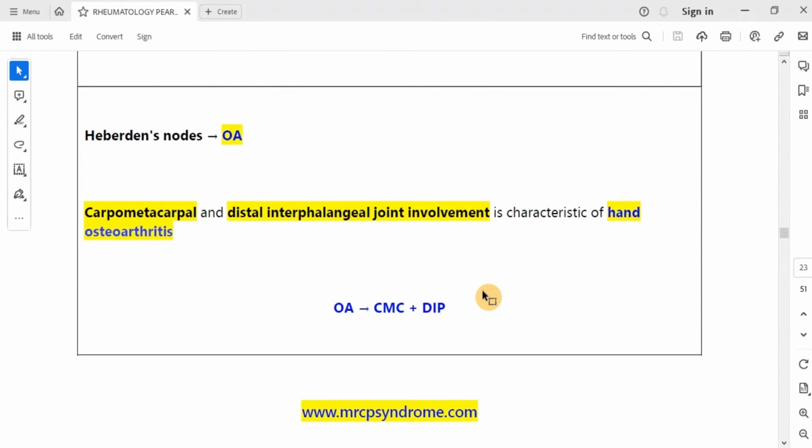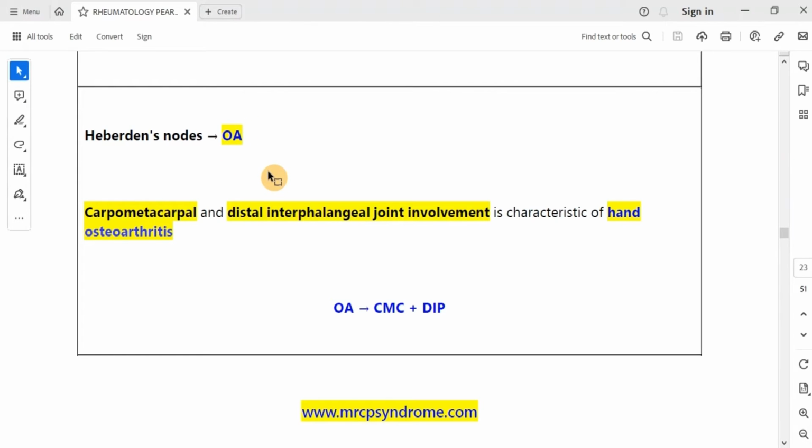And involvement of the DIP joint typically has 3 differential diagnoses. One is osteoarthritis, second is psoriatic arthritis, third is adult onset Still's disease. Osteoarthritis is a degenerative condition. Here we won't get features of morning stiffness or any features of inflammation. This may occur due to repetitive use or an occupational history related to repetitive use. And the Heberden node is highly suggestive of osteoarthritis.